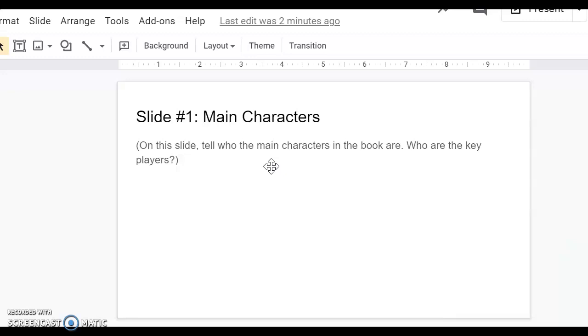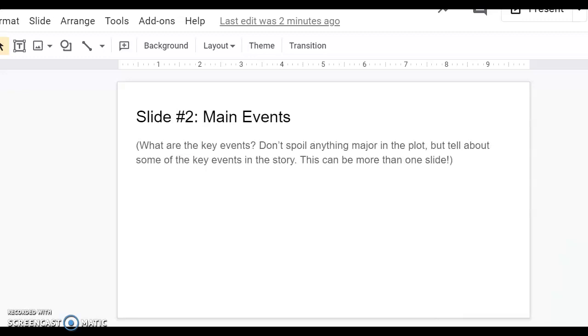On this one, again, you can go ahead and delete what it says up here, but just know that this slide is looking for the main characters. Who do we need to know about? If your book is super complicated and had like 55 people in it, pick the top characters that you think we need to know about. You can do pictures, you can do videos, whatever works best for you here. But I'm also going to be looking for your writing. So tell us who that person is. Cool. All right. Next one, main events.